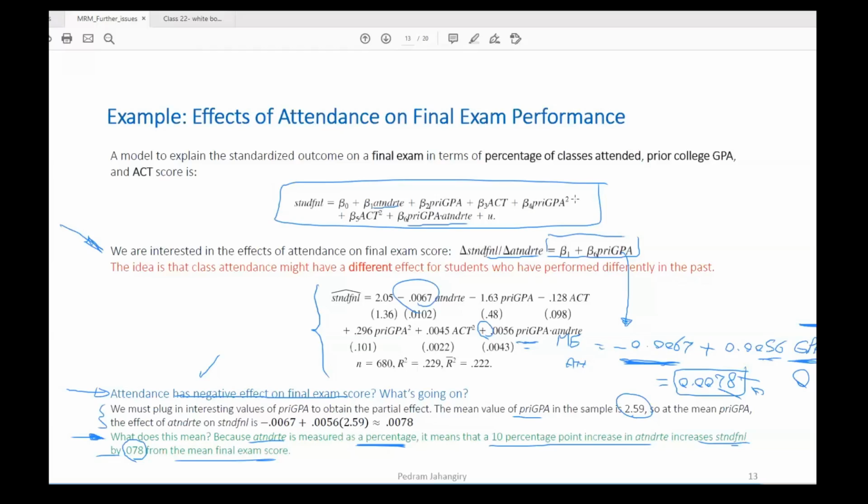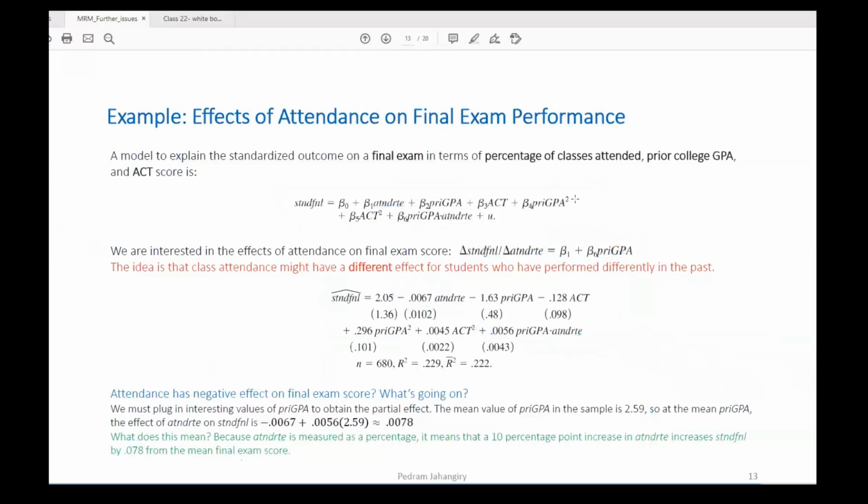Where is the mean coming from? Because I plug the average here. This is the average partial effect. So the average partial effect tells me the partial effect of attendance on final score from the average, from the number that you use here. If I use Q1, from the Q1. If I use Q3, from the Q3. If I use 0, from 0. So that's important about interpretation.